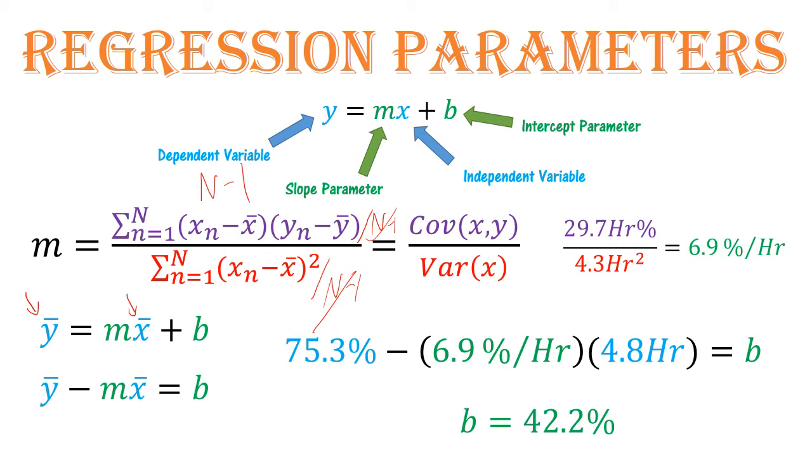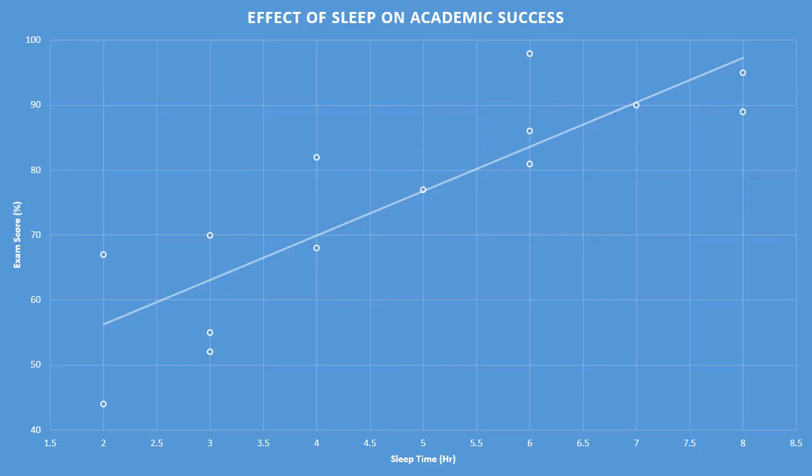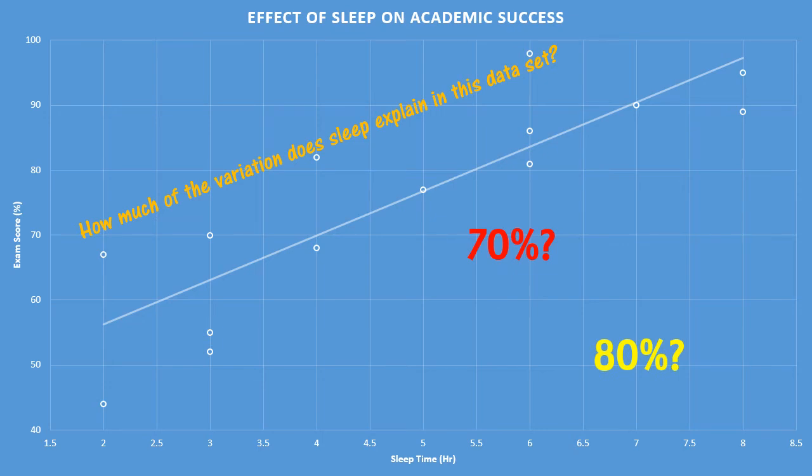Okay, now on to our next bit. The question still remains as to how much of the variation in our data set sleep explains. That is, exactly how much. What I'd like you to do now is, just by visual inspection, take a guess. How much of the variation do you think is explained by sleep according to this data? Would you say it's 70%? Maybe 80%? Would it be as much as 90%?